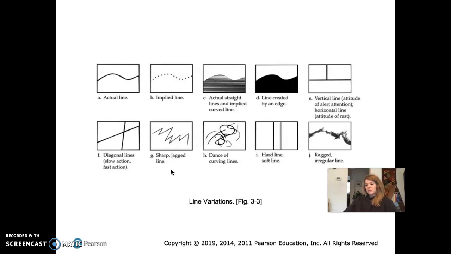Dancing curving lines suggest movement or sensuality. So curved lines are very sensuous. They're also called curvilinear. And then here's a hard line and a soft line. The soft line is nicely blurred. And here is a ragged, kind of irregular line. So not necessarily a really smooth, typical line that you're used to, but still a line nonetheless. So there's just a couple different types of line there.